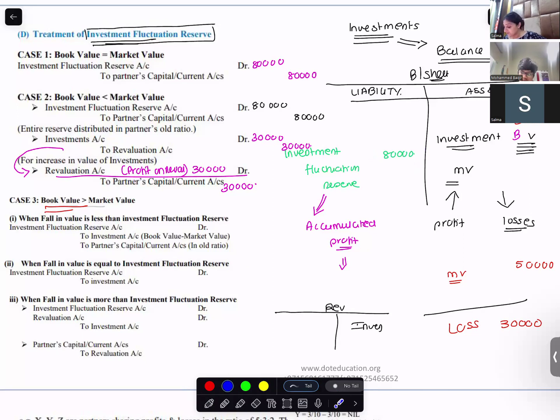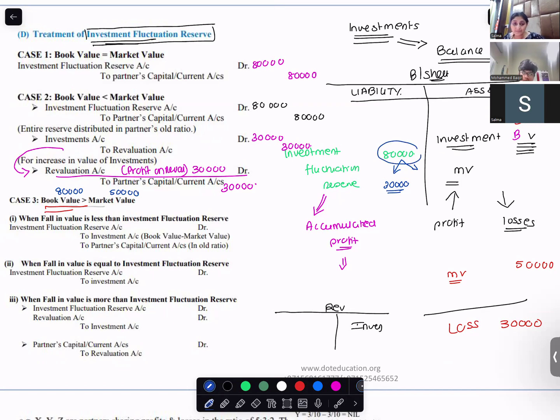So from this investment fluctuation reserve, where will you remove the loss from? 30,000 is the loss. So how much will you distribute to the partners? 50,000 you will distribute to the partners. So the book value is 80,000. Market value is 50,000. Investment fluctuation reserve is 80,000.